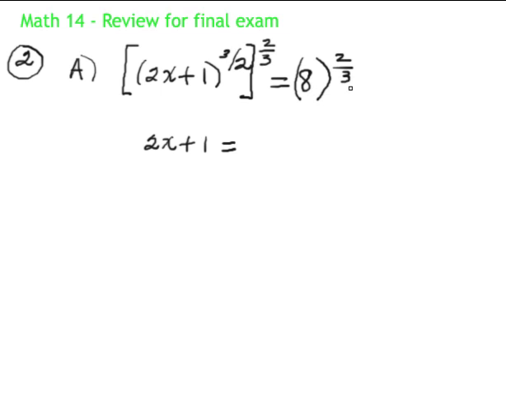All right, so first 8 to the 1/3 is 2, and 2 squared is 4. So 8 to the 2/3, that's 4. Let me just write that out. First we do 8 to the 1/3, that's 2. And now squared, that's 4. All right, now subtract 1 from both sides, so we have 2x is equal to 3, and divide by 2, x is equal to 3/2.